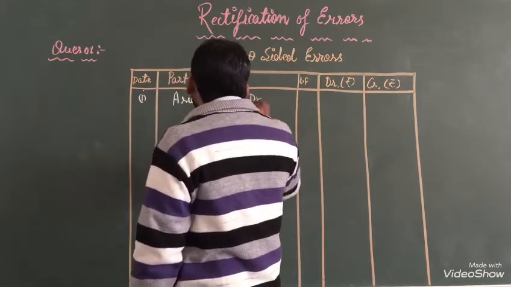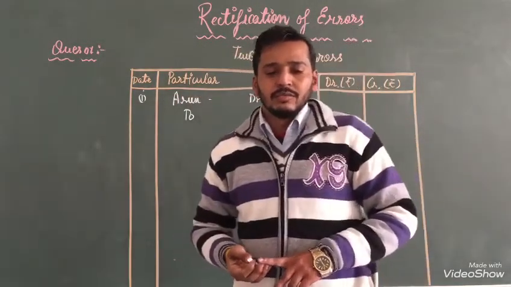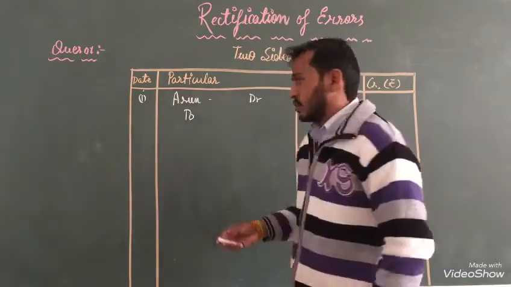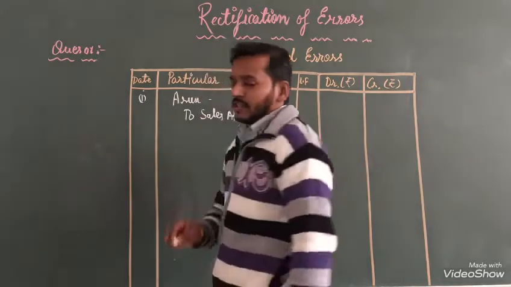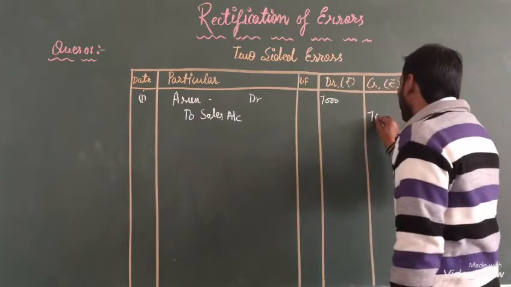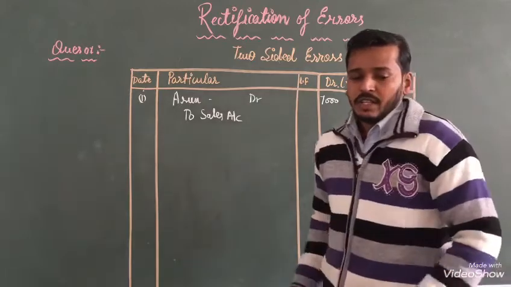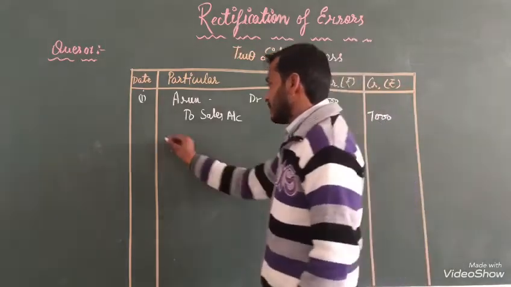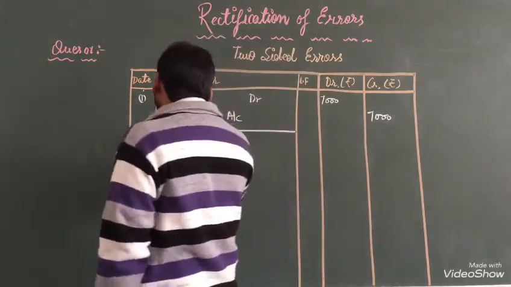Arun debit. Come back to the question: credit sales to Arun. Here I have mentioned sales, so we just have to write the entry to sales account, and the amount is 7,000. And for credit sales omitted, you have to write the narration: credit sales omitted.